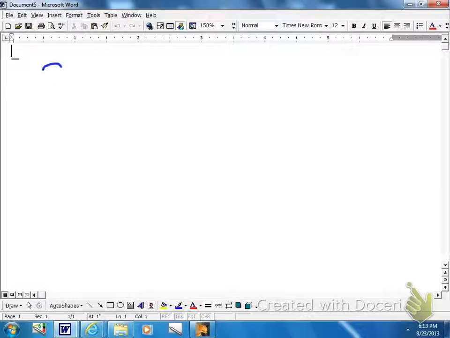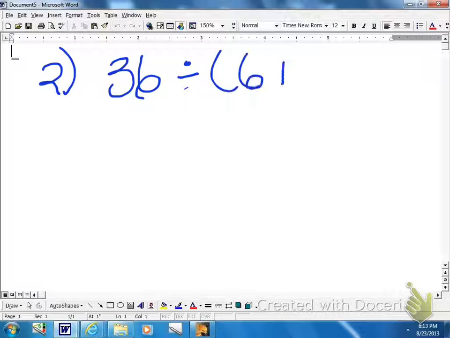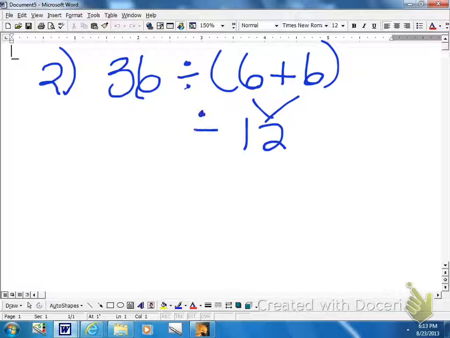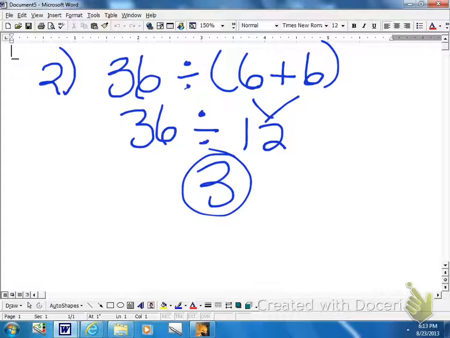Number 2 in your book, Guided Practice, is 36 divided by, in parentheses, 6 plus 6. Well, again, order of operation says I need to do my parentheses first. Please excuse my dear Aunt Sally. P, first thing, parentheses. So we're going to go ahead and add. 6 plus 6 is 12. Bring down the rest of your expression, and we have 36 divided by 12. 12 goes into 36 3 times, so your answer is 3.